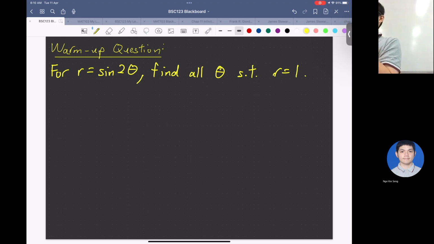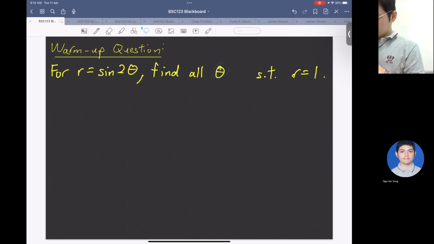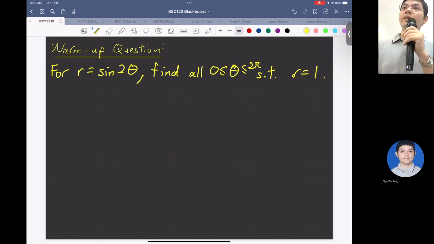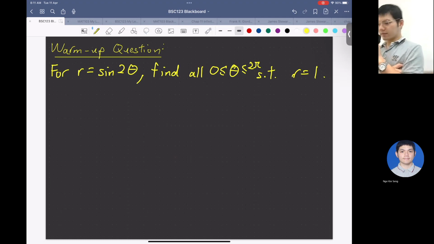Now you can discuss with your friend. After 3 minutes, we will talk again. When r equals 1, how many theta? I want this theta to be between 0 and 2 pi. So inside a full circle, how many times does this equation equal 1?